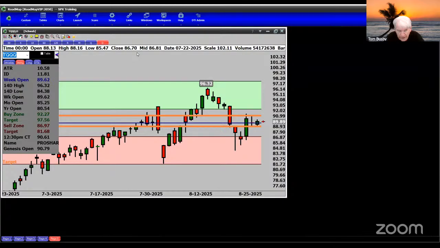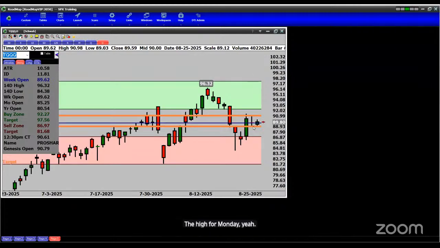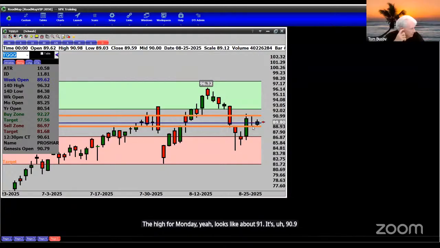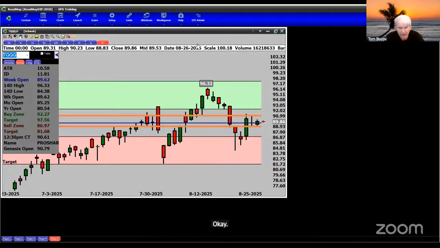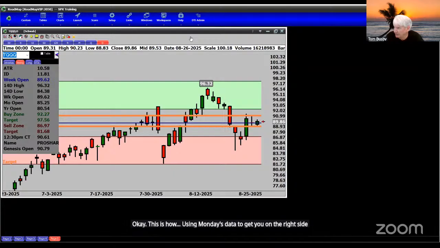Look at TQQQ. It's about middle range. So if TQQQ got above what, about 91? Is that right? 91? The high from Monday, yeah, looks like about 91. It's 90.98 to be exact. Yeah, if it got above that, I think we'd be cooking with gas. Okay, this is how using Monday's data gets you on the right side of the market. Let's go back to our slide presentation.